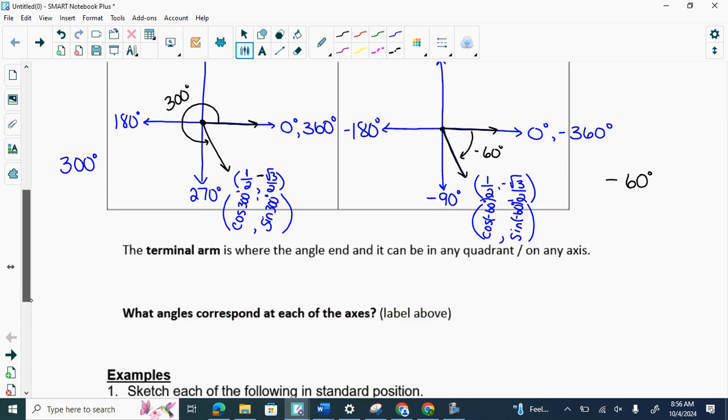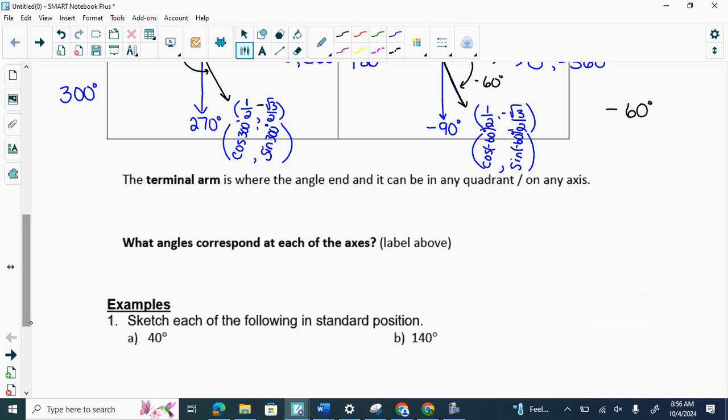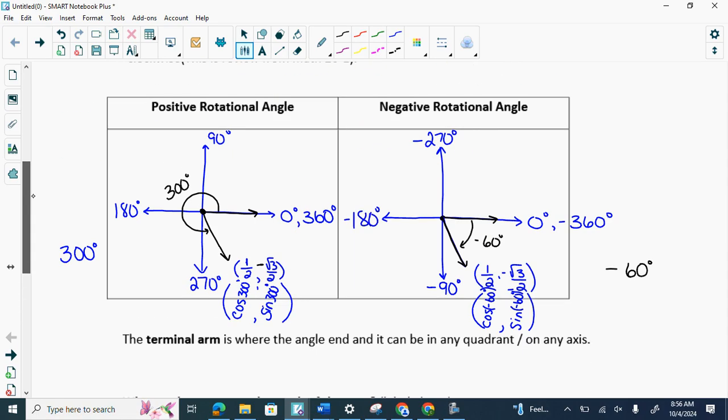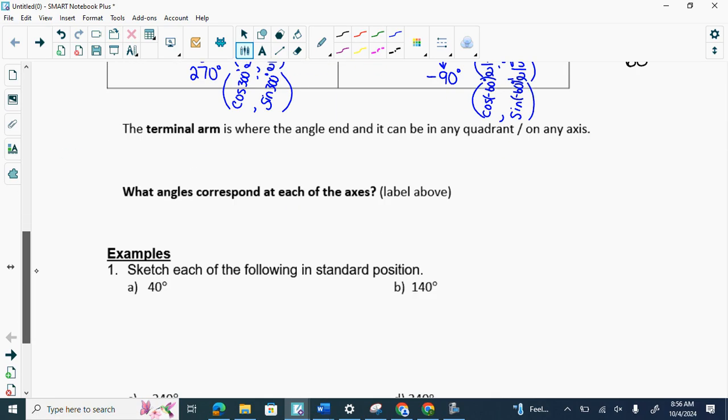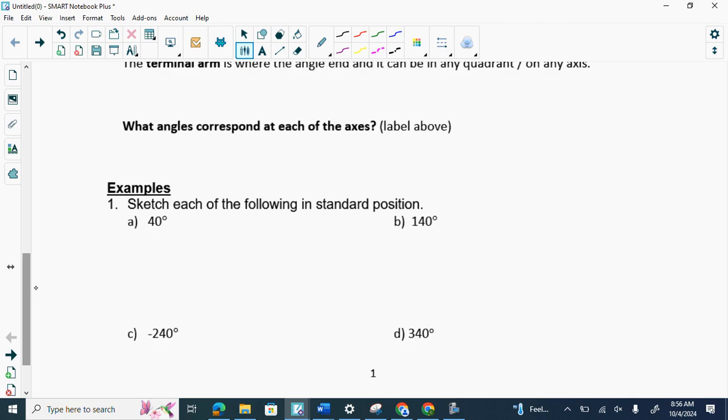All right. What angles correspond to each of the axes? We labeled them above already, 0, 90, 180, 270. So we're going to sketch these. Go.